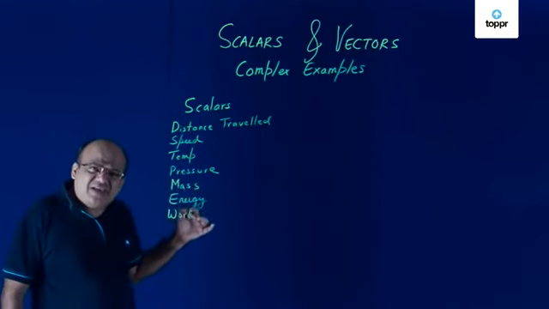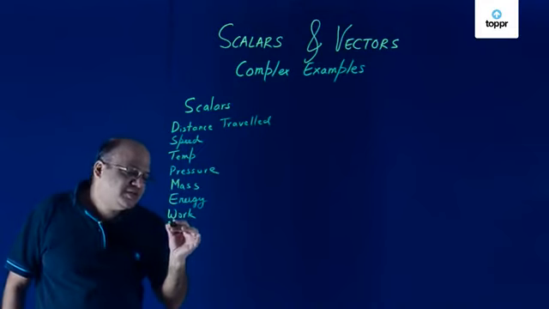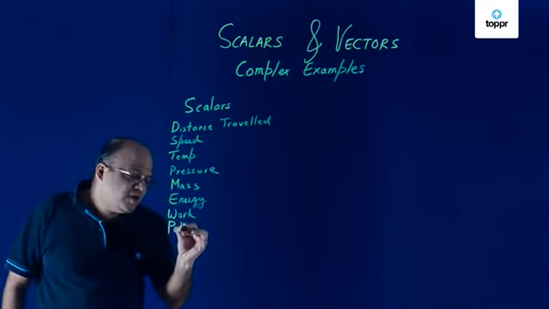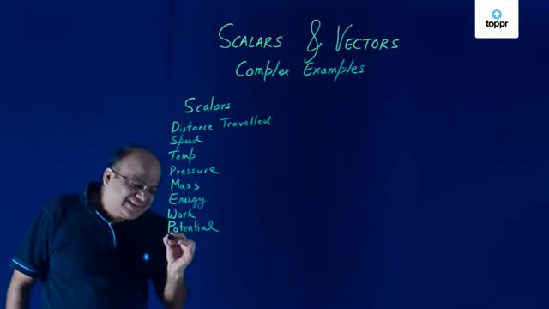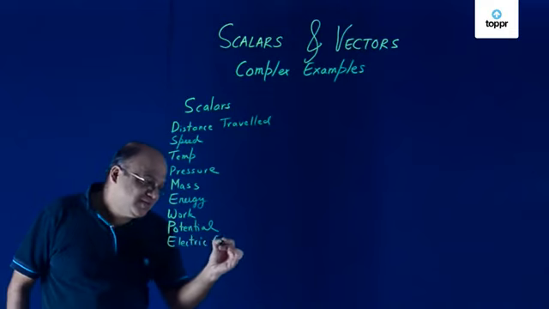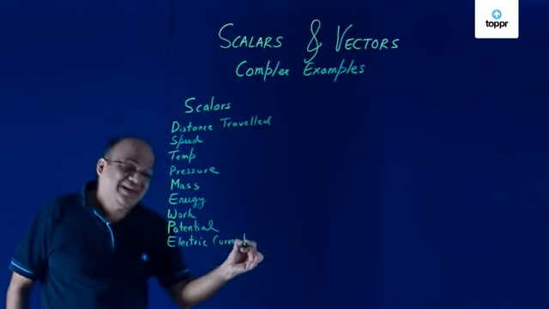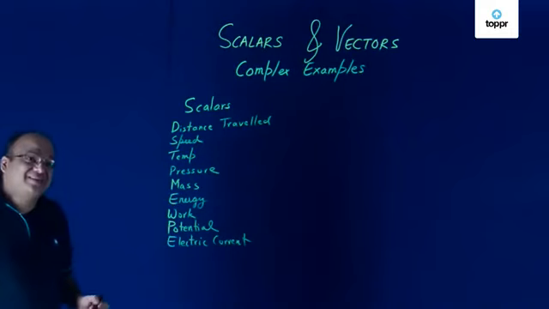Anything having the word potential, like electric potential, magnetic potential, all are scalar quantities. Electric current is a scalar. Some of you may start thinking how electric current is a scalar, right? We give an arrow to the flow of current.